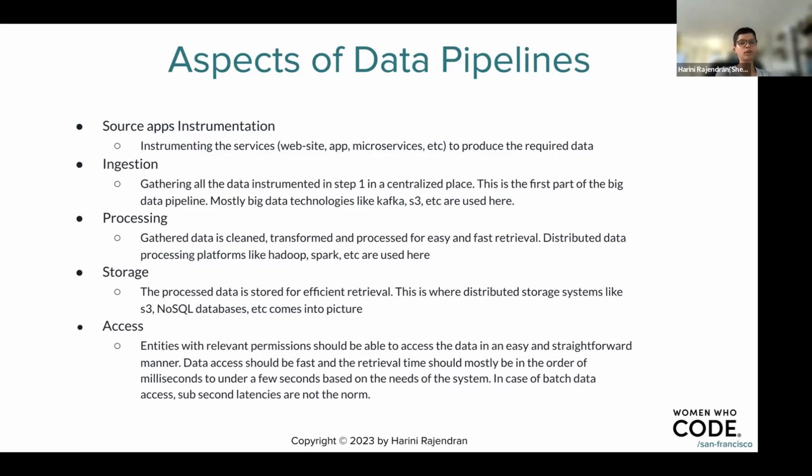And finally, after all the different transformations, data would get stored. So in the ingestion, the first piece is usually one of these softwares like Kafka or S3, where data is collected from all the data sources and it's stored in a centralized place. And then, as I mentioned, the next step is processing. All the data that is gathered in Kafka or S3 is now cleaned, transformed, and processed by the different components of your big data pipeline.